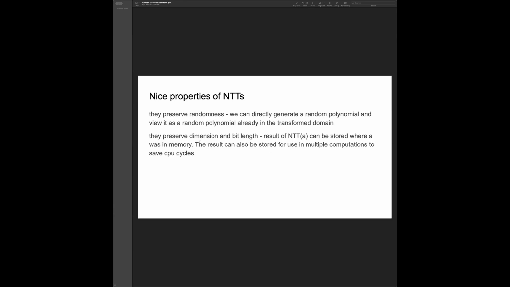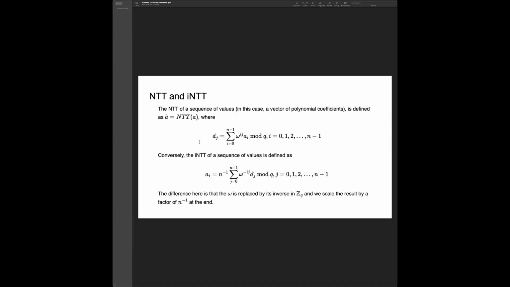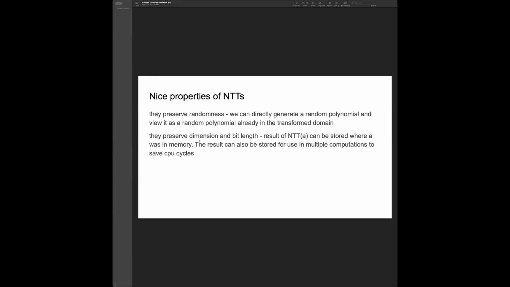So maybe let's take a pause here. I think before I talk about entity and inverse entity, are there any questions? I'll look in the chat a bit.